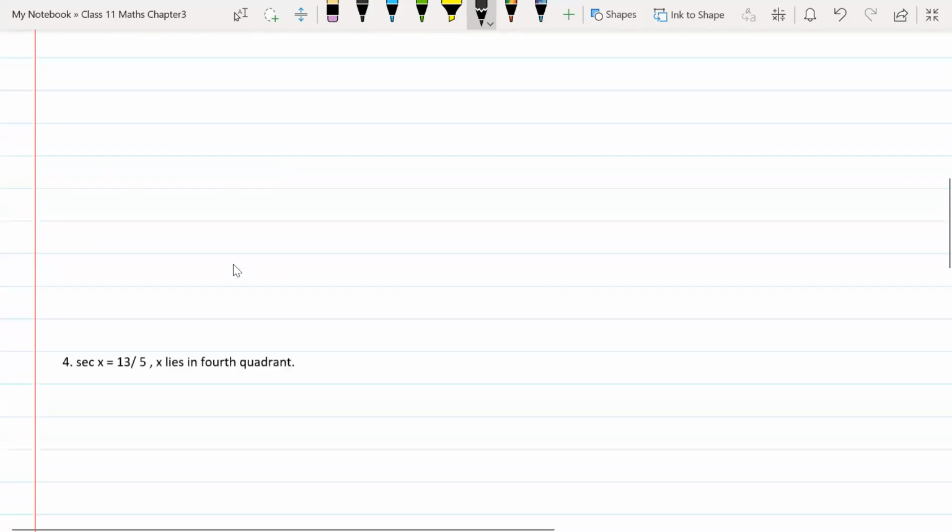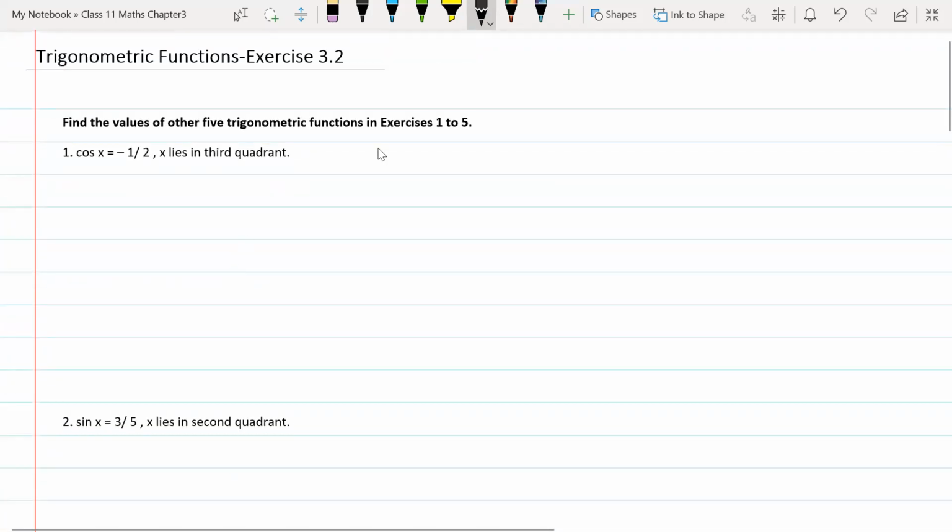Question number 1 to 5. These state that find the values of the other 5 trigonometric functions. There are 6 trigonometric functions: sine, cos, tangent, cotangent, secant, and cosecant. Here you have been given the value of 1 and you have to find out the value of all other trigonometric functions.